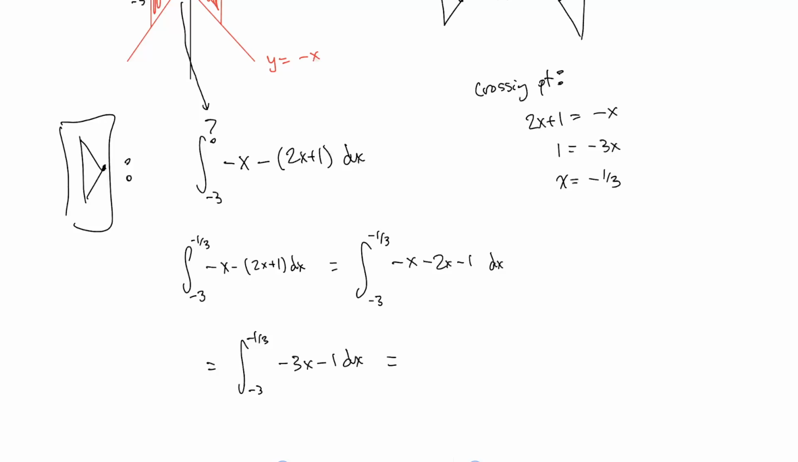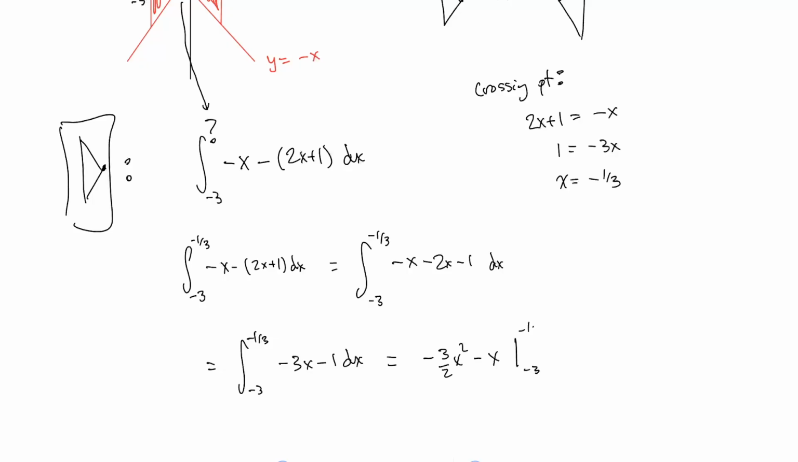Negative 3x squared over 2, plus x. Yes, great. Negative 3x squared over 2. The x becomes x squared, and then I divide by 2. And then the -1 becomes a minus x. Thank you.